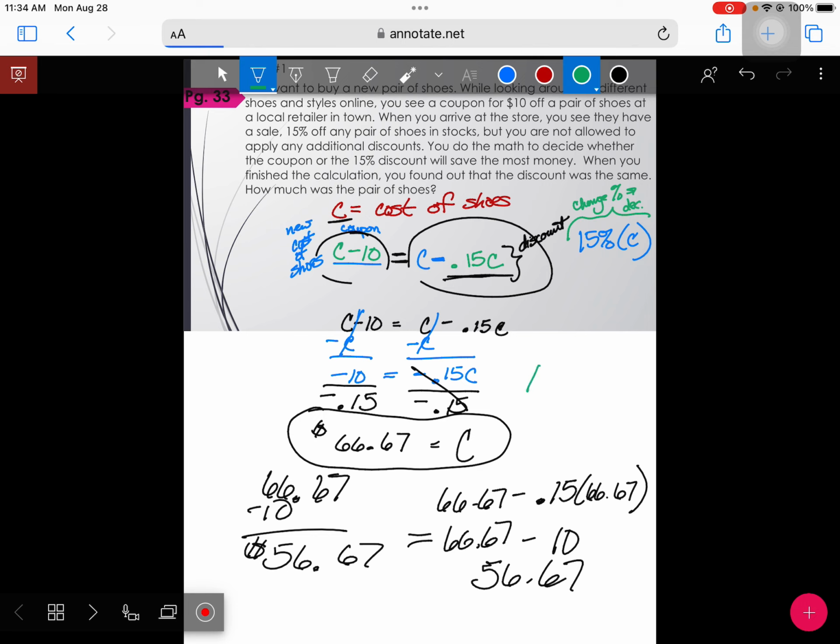We could have said that $10 discount should have been equal to 15% off of the cost of the shoe. So if I start with this, that is basically the same thing I ended up getting right here at that step. Divide by 0.15 on both sides and you get the same thing, because you're saying the discount is the same. That's what I think is kind of cool about math. There are several ways to do it, and you need to find which way works best for you.